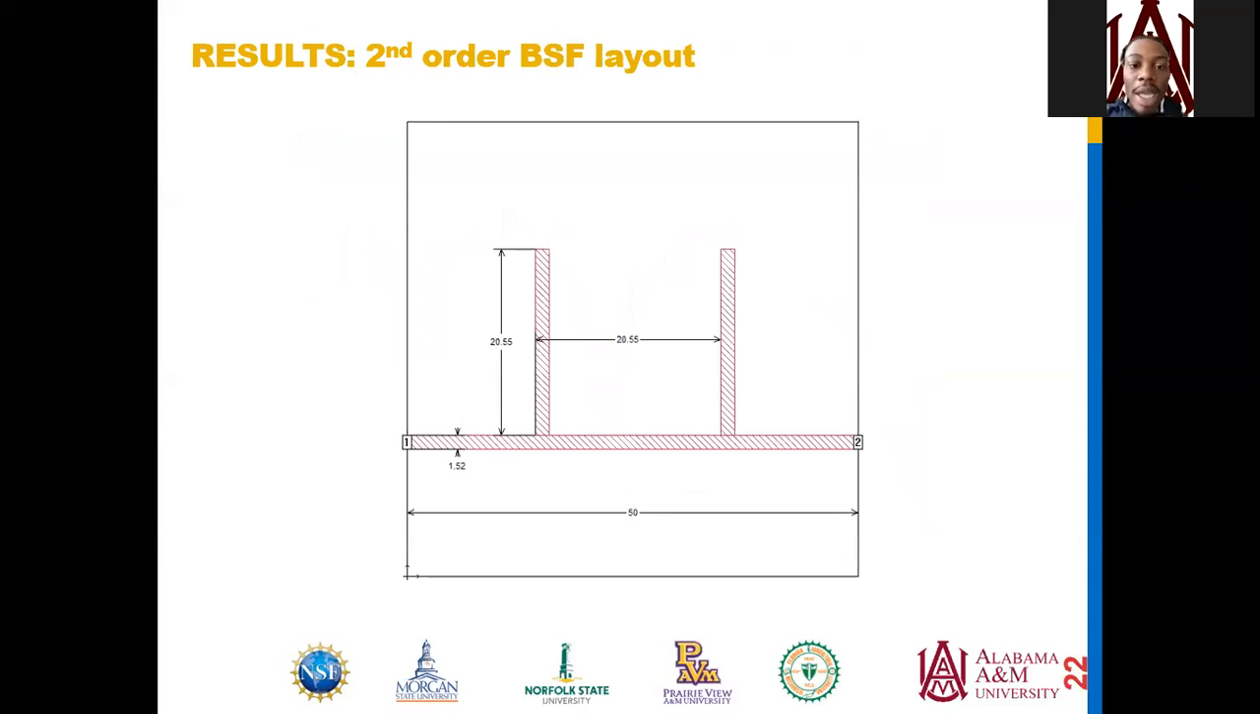Here we have our second order bandstop filter layout. We have our 2 open stubs in the middle. They both are a quarter of a wavelength apart. At the bottom, we have our transmission line with our input 1 on the left and our output 2 on the right. Next slide, please.